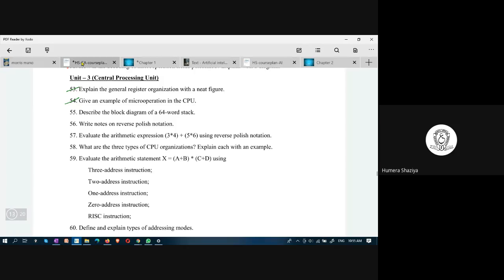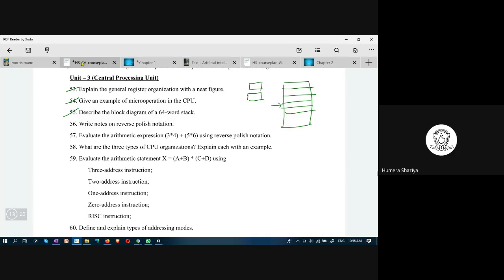Describe the block diagram of a 64 word stack. Can you write the answer for this? Like this one block diagram we saw for the stack, on which we performed push and pop operations. Full, empty, TOS, top of stack, 0 to 63. That is the block diagram you have to explain in question number 55.